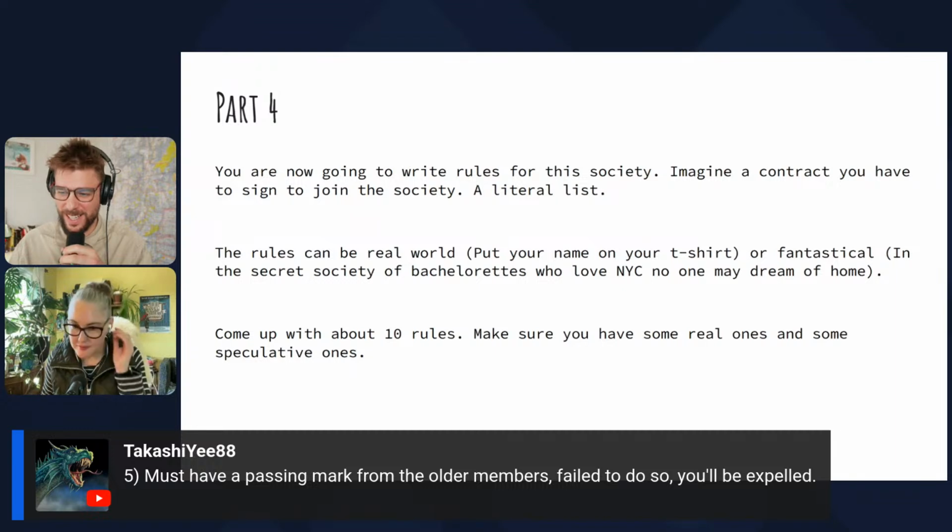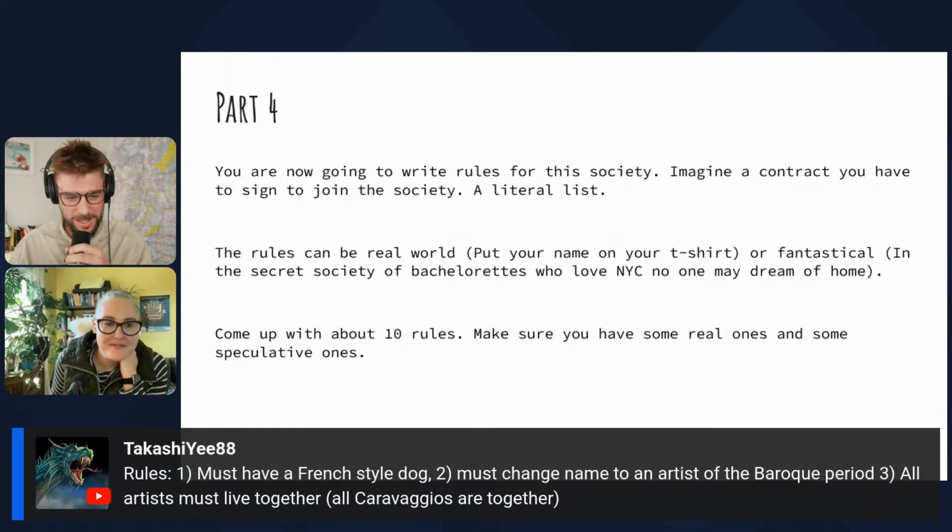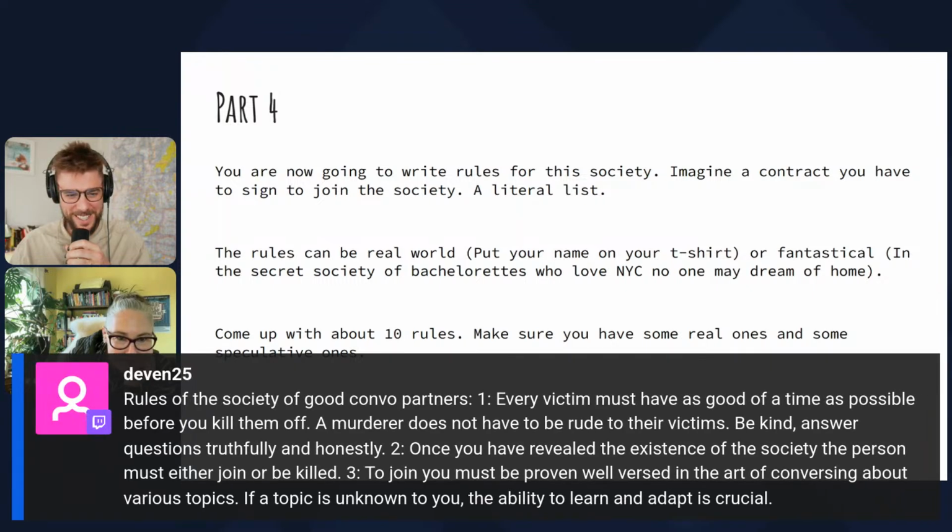Takashi, the Secret Society of the Baroque. Rules: must have a French style dog, must change name to an artist of the Baroque period. All artists must live together. All Caravaggios are together. In the meanwhile, over at the Society of Good Combo Partners from Devon, here are some of the rules.